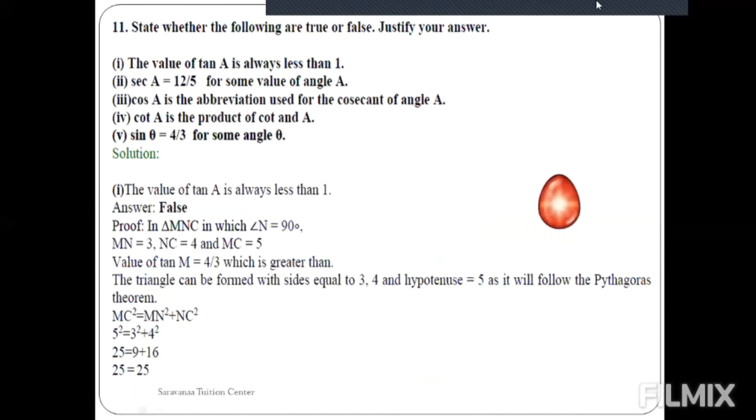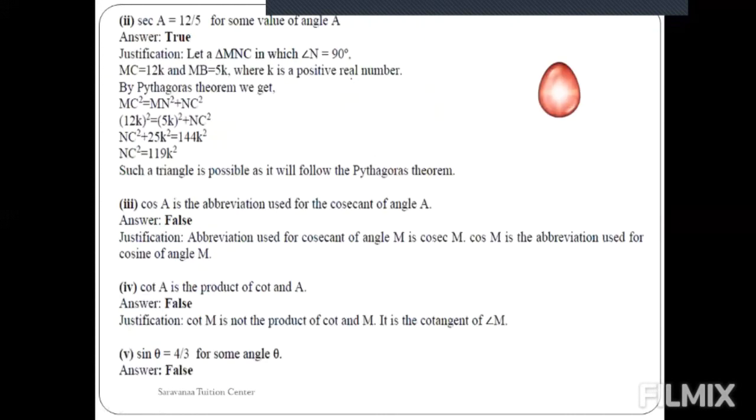State whether the following are true or false. Justify your answers. The value of tan A is always less than 1. Is that true? No, it's false. The value of tan A is not always less than 1. It can be more than 1, right? Next. Secant A equals 12 by 5 for some value of angle A. Answer is true.